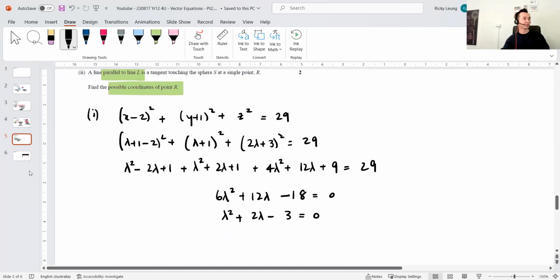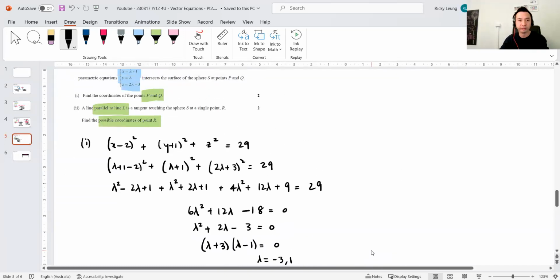Let me just check that just in case. Looks good. So factorize that, please. Looks very good. Yeah. So that's lambda is 3... Negative 3 and positive 1. Once you get lambda, sub it back in upstairs.